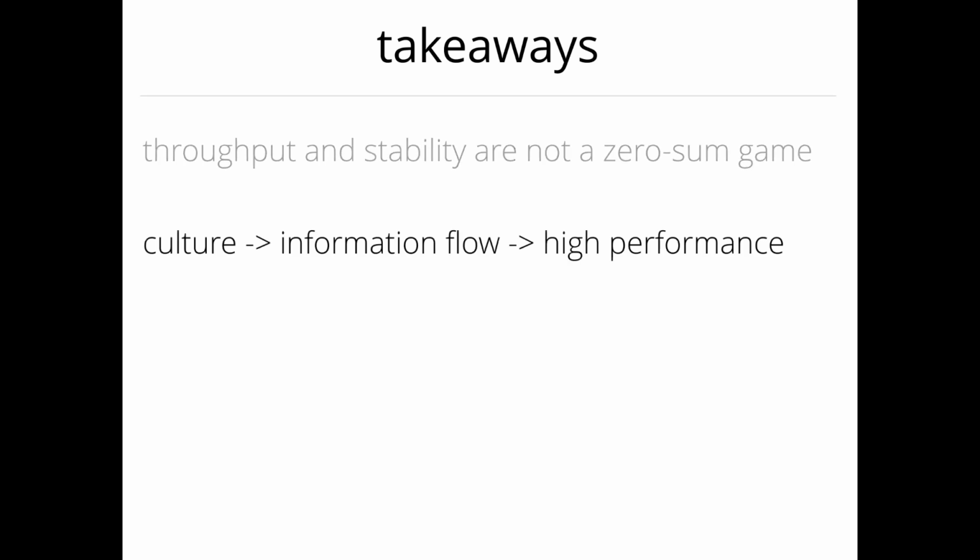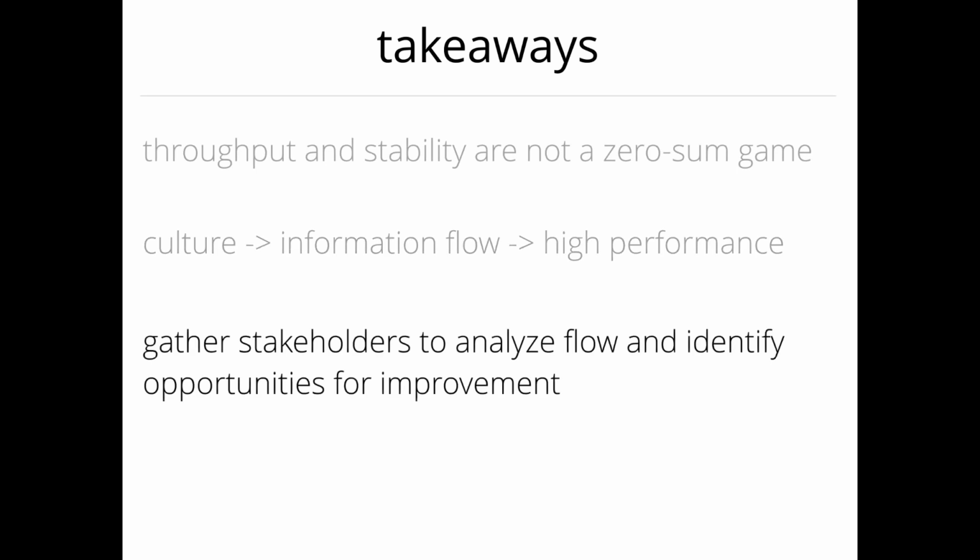In order to achieve high performance, we want to create higher levels of information flow within our organization, and the way to do that is to change our culture. I really recommend listening to that NUMMI podcast because it talks about improving culture and how to do that. In order to get started, a great way to kick things off is to gather all the stakeholders in a particular value stream for a product or service that could do with some improvement, analyze flow, and identify those opportunities for improvement.